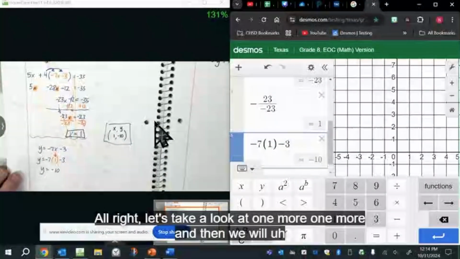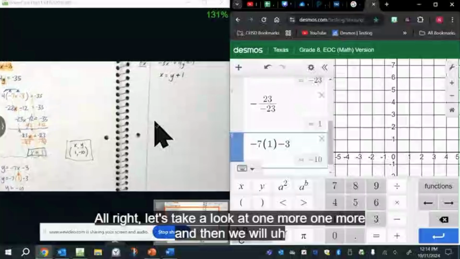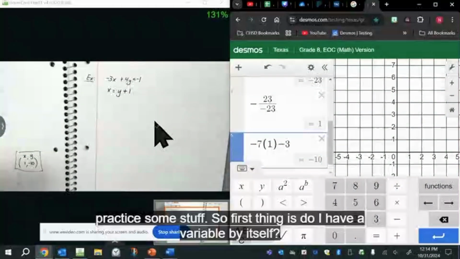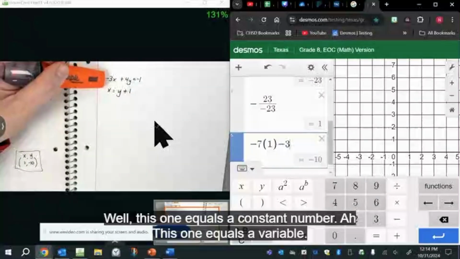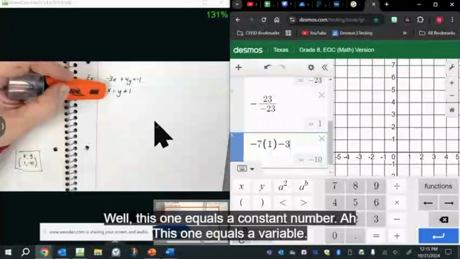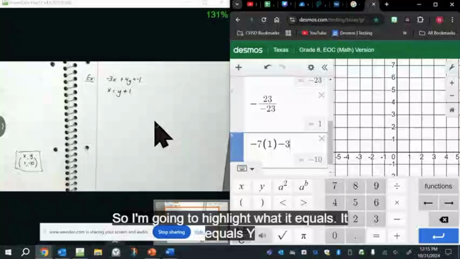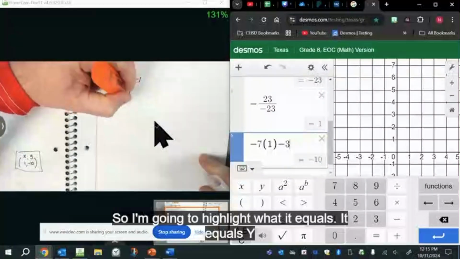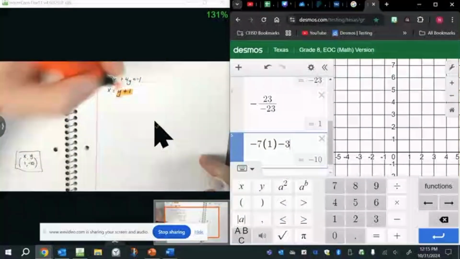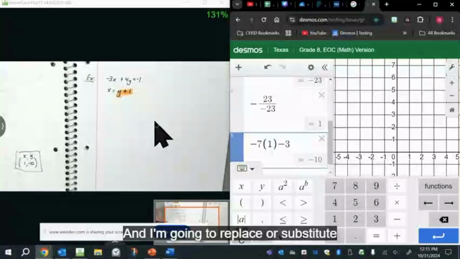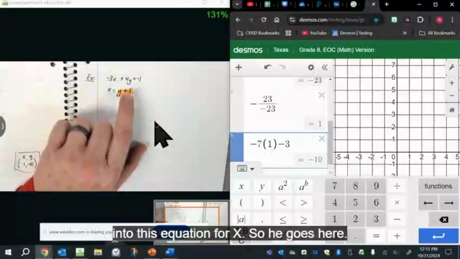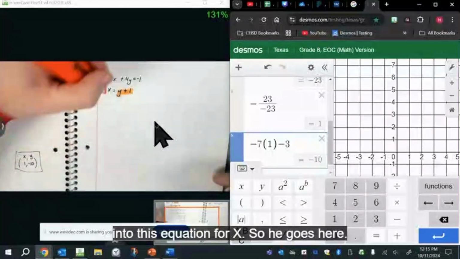All right, let's take a look at one more, and then we will practice some stuff. So first thing is, do I have a variable by itself? Well, this one equals a constant number. This one equals a variable. So I'm going to highlight what it equals. It equals y plus 1. And I'm going to substitute that into this equation for x. So he goes here.